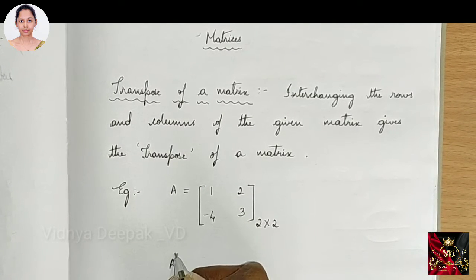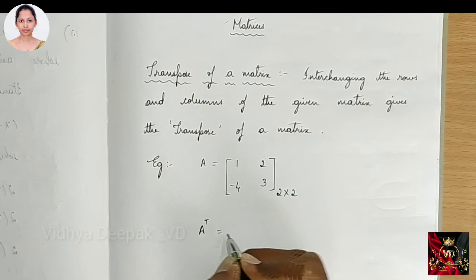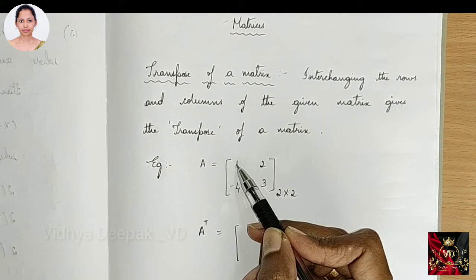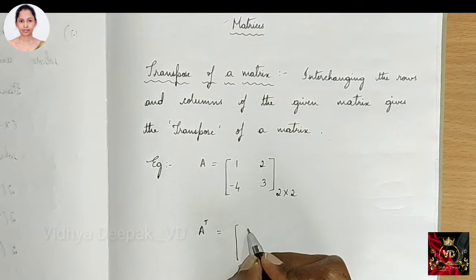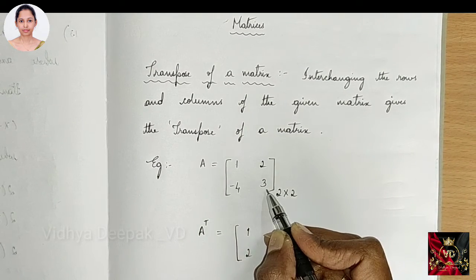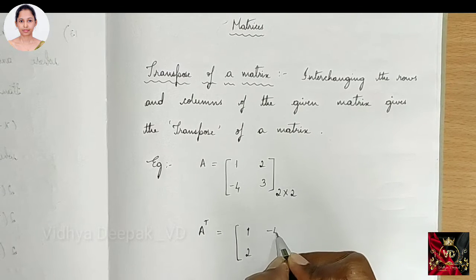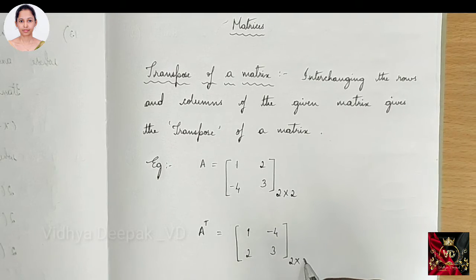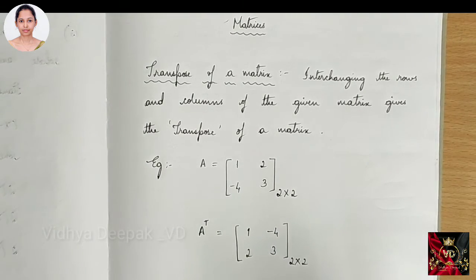So A transpose is nothing but interchanging the row to column. So our row is 1 and 2. This becomes the first column. Our row minus 4 and 3 becomes the next column. So this is minus 4, 3. This is also a 2 cross 2 matrix.